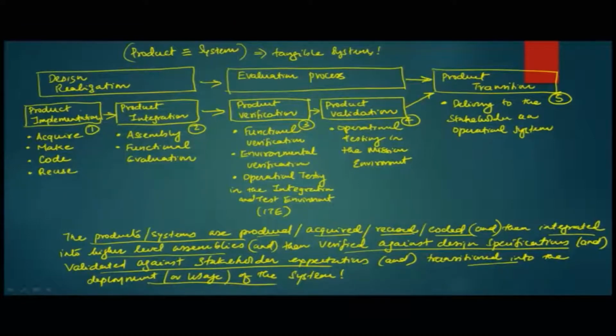Once we have seen that this is a 5-step process, steps 1 and 2 together are part of design realization. We call it heading 1, and then you can call this heading 2, which is the evaluation process, and the third one is the product transition. The design realization has product implementation and product integration as the 2 steps, evaluation has product verification and product validation as the 2 steps, and product transition is just 1 step in itself.